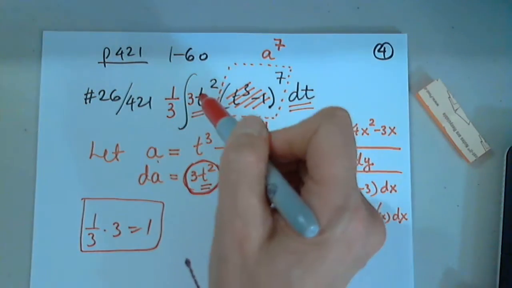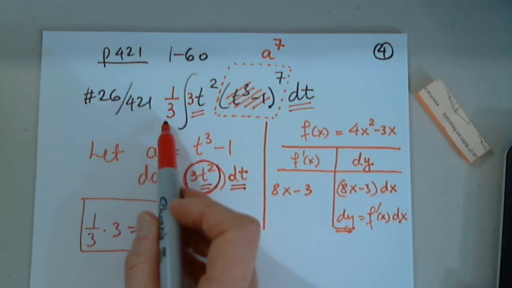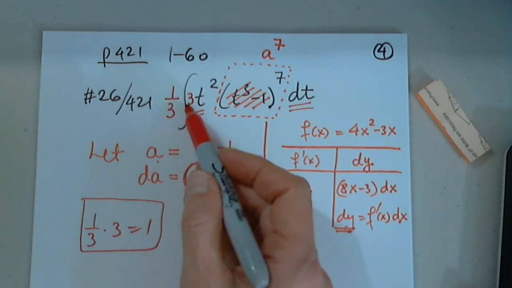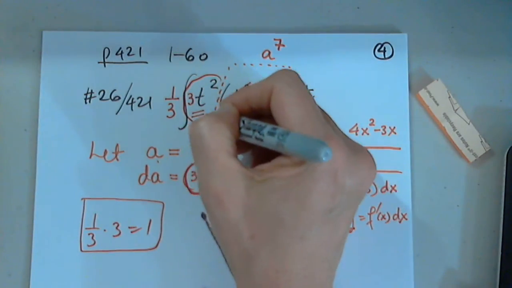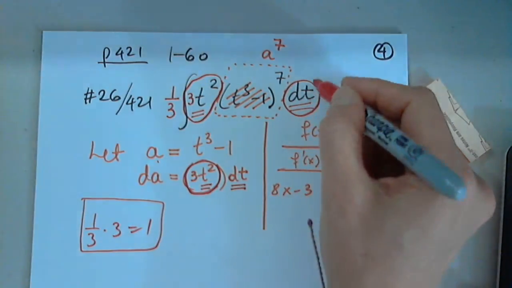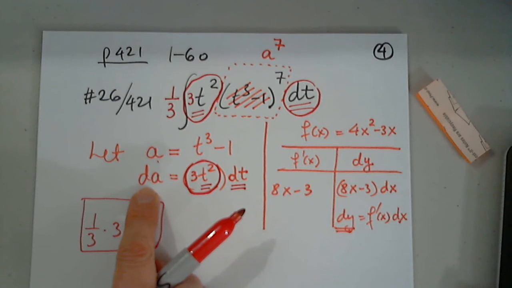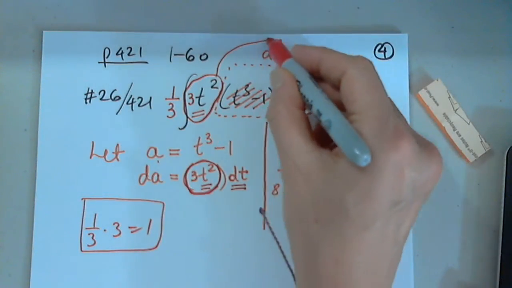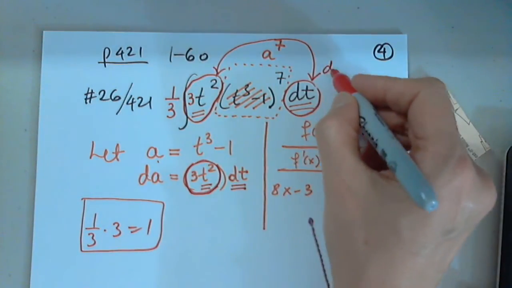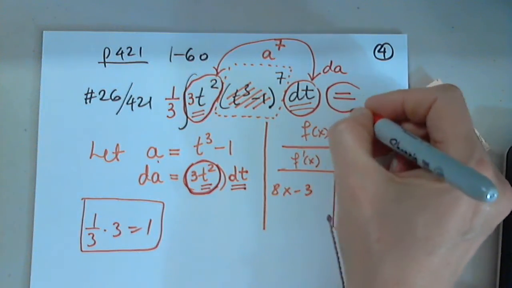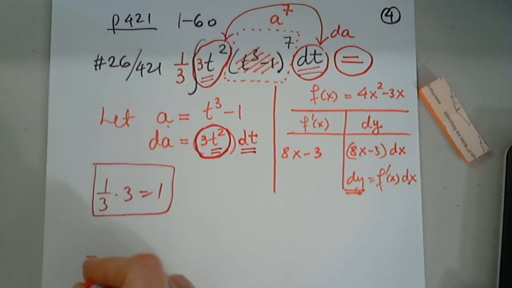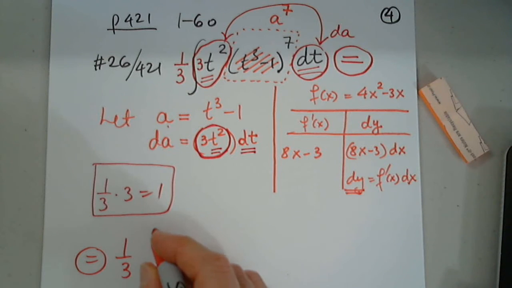But I cannot just put a 3 in there without making the correct adjustment. 1/3 times 3 is 1. And now this piece, 3t squared dt, will be replaced by, anyone? dA. Exactly. So this piece and this piece will be dA. Okay. So this equals 1/3 the integral from.